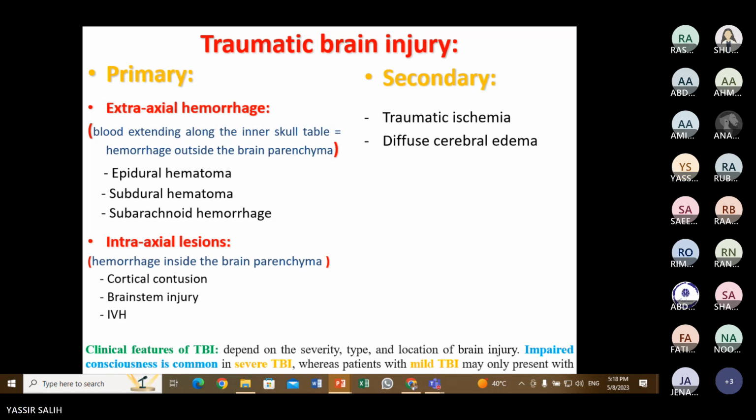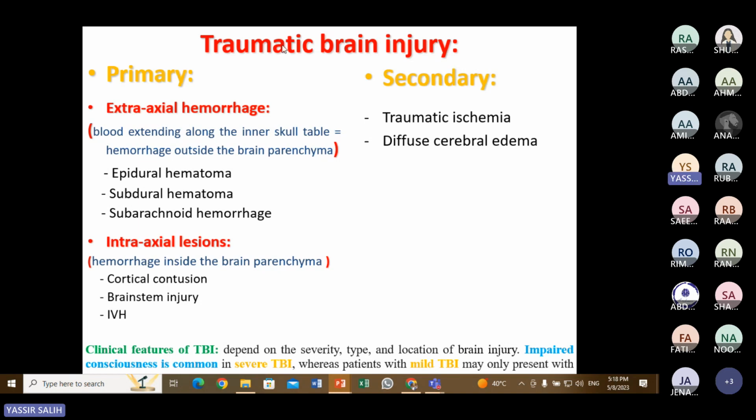And it is between the skull and the brain parenchyma. It is outside of the brain parenchyma. It could be epidural when it accumulates in the epidural space, or subdural, or subarachnoid hemorrhage, in which the blood is seen in the basal cistern and the sulci and the subarachnoid spaces in general.